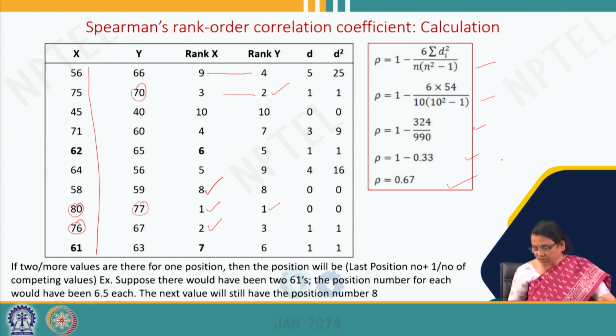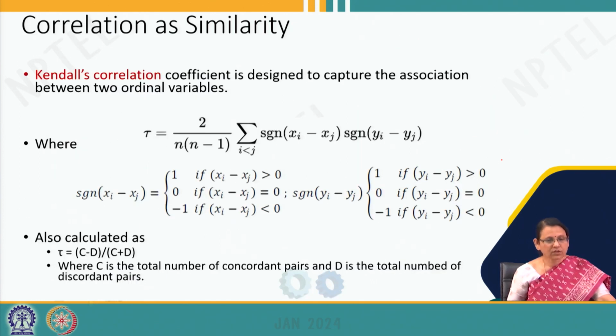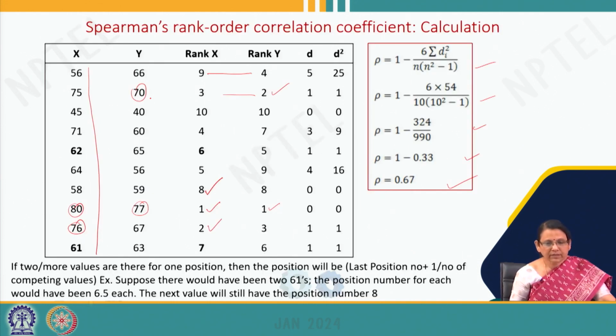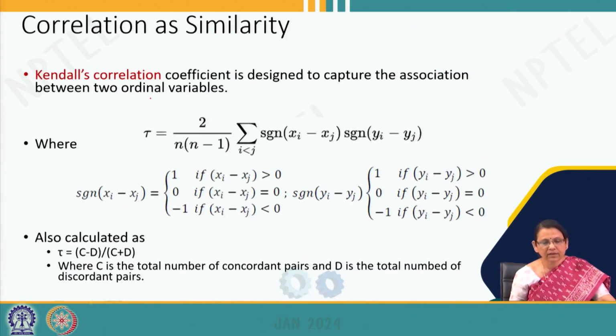Okay. So now let us go to the next correlation based similarity. This is called Kendall's correlation. This is again specifically designed to capture the association between two ordinal variables. In the case of Spearman's, even if it was not ordinal, we were trying to rank and order them. Now here it is specifically for two ordinal variables. Let us say x and y again are two vectors.